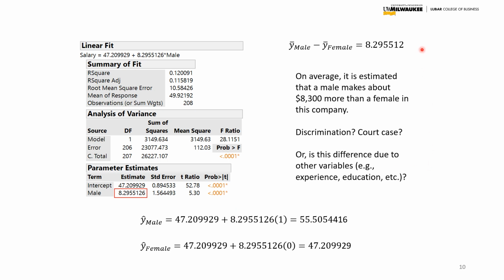So the indicator variable regression subsumes the average comparisons that we did earlier. And we're concluding from the regression that on average it is estimated that a male makes about 8,300 more than a female in the company. Now, is this a potential discrimination case, a court case? At this stage, it would be very premature because we haven't taken into account other variables such as experience, education, and many other variables.